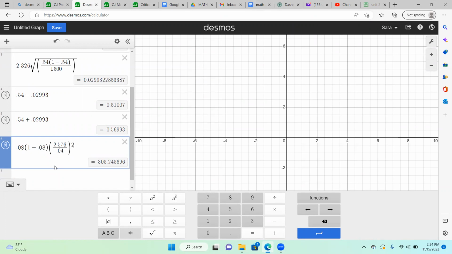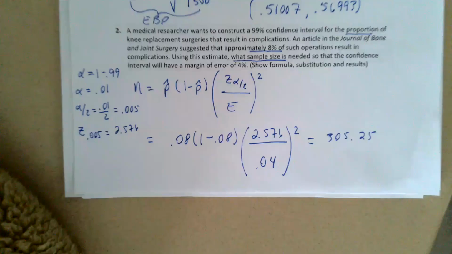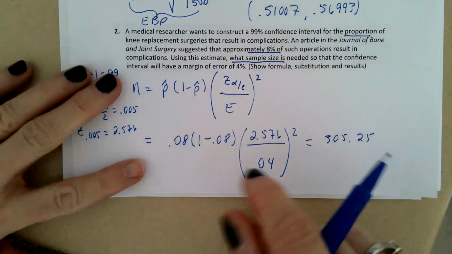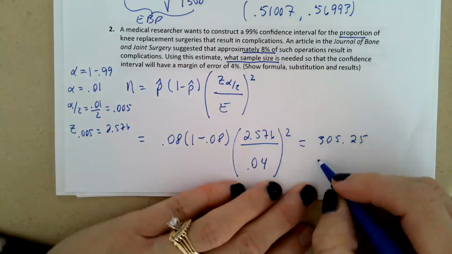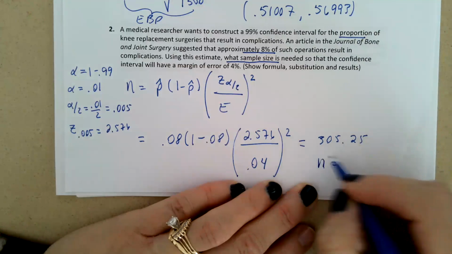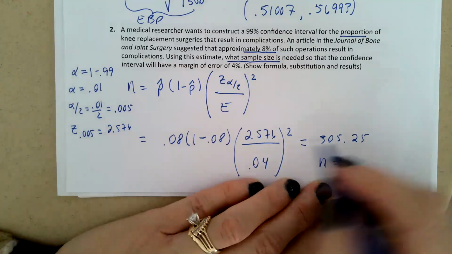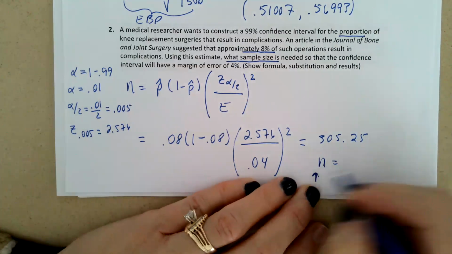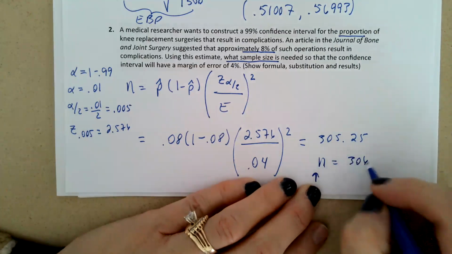And we have to remember something, going back to our paper here, that when we do sample size, we always have to round up. Always round up. It doesn't matter if we would naturally round down, but sample size always rounds up, so you always have enough in your sample. Because if we rounded down to 305, it wouldn't technically be a 99% confidence. So we have to round up to 306.